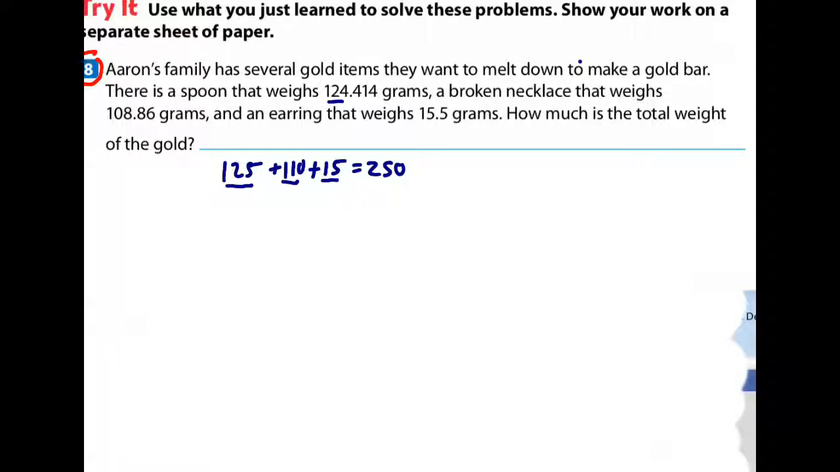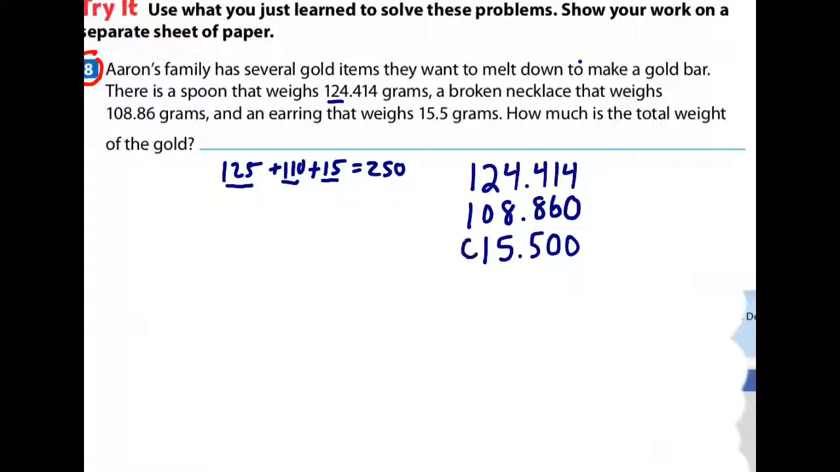So let me start by lining things up. So I have 124.414 and 108.86. I'm going to fill in a 0 underneath the 4. And 15.5, oops, I almost put my 15 in the wrong spot. So 15 goes here, 0.5, and then I'm going to fill in 2 zeros there, and I'm going to fill in a 0 there, just because I like to.